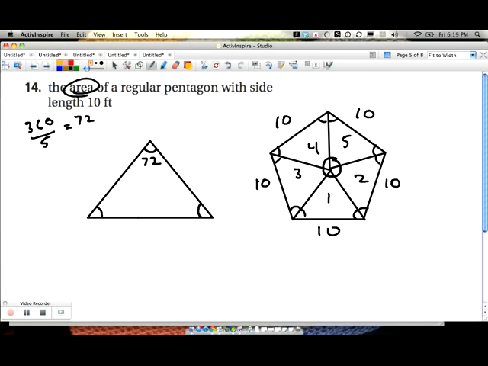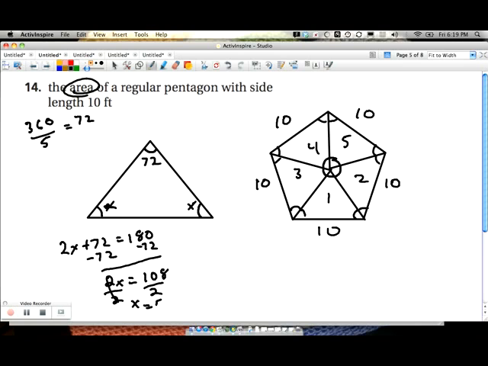So I know this is 72. I know the total is going to be 180. So if I have, let's call this, I don't know, A. Well, actually, let's call it X. And this will be X. Then 2X plus 72 equals 180. Subtract 72 from each side. And then we get 2X equals 180 minus 72 is just 108. Divide that by 2. To reduce it, we got X equals 54. So that means that this is 54 degrees and this is also 54 degrees.